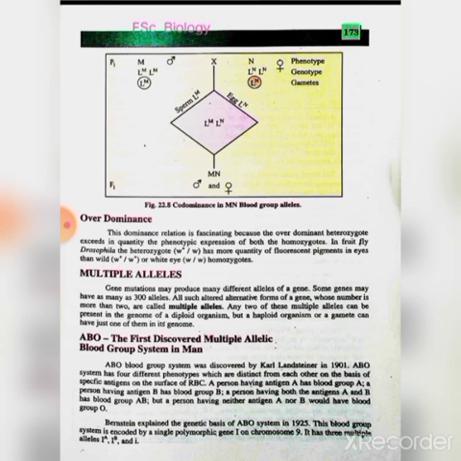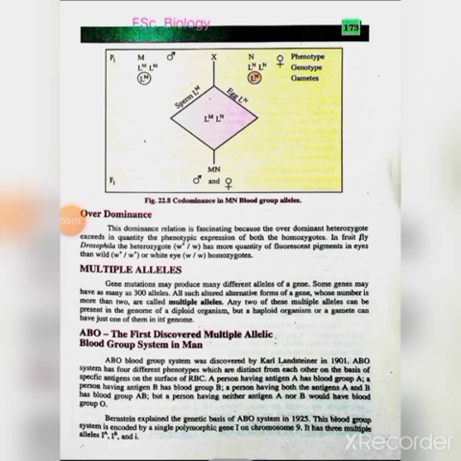We all know about genes. Genes consist of 2 alleles, but when some mutation occurs, then 3 forms of a gene are produced, and these are called multiple alleles. Any 2 of these multiple alleles can be present in the genome of a diploid organism, but a haploid organism or a gamete can have just one of them in its genome. Gene mutation produces many different alleles of a gene, and some genes have as many as 300 alleles. All such alternative forms of the gene are called multiple alleles.